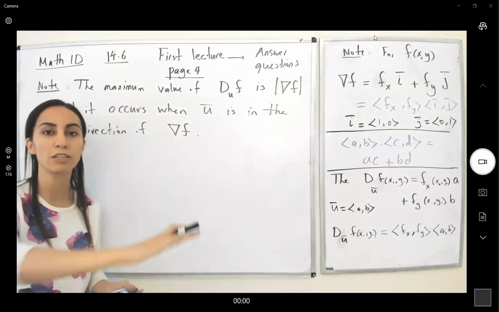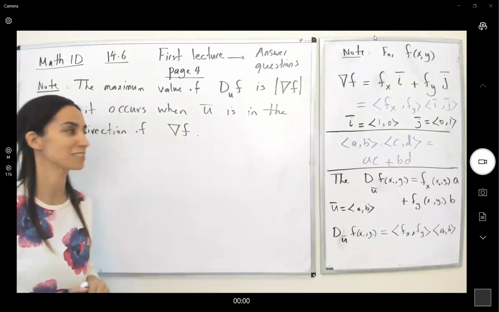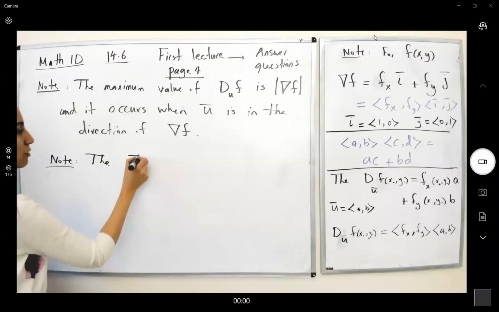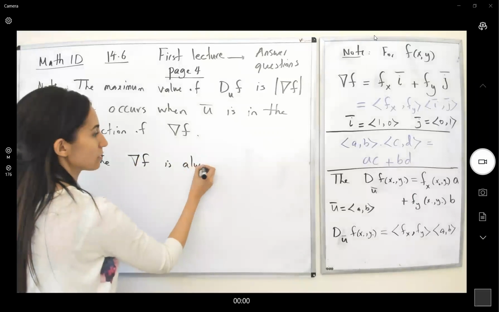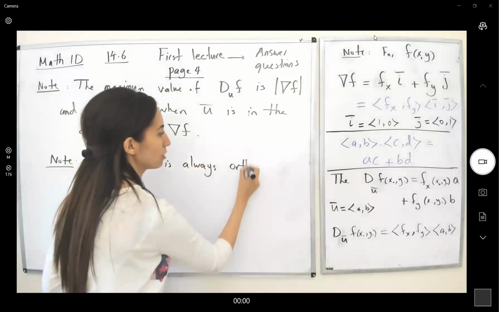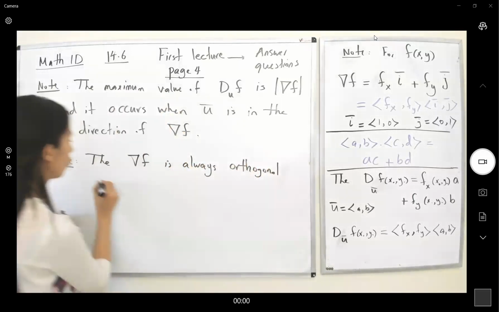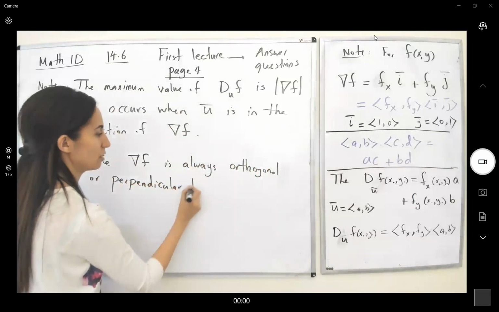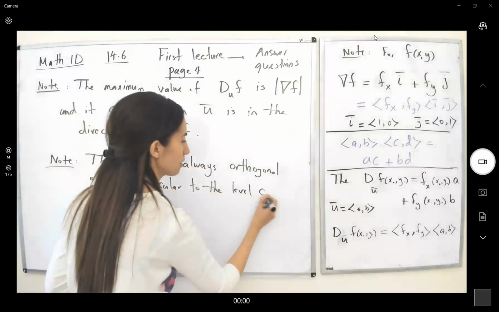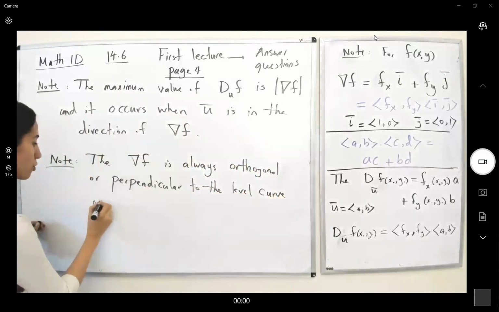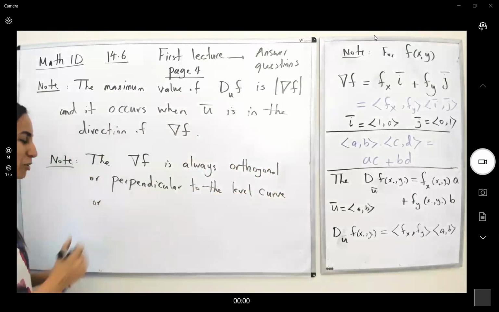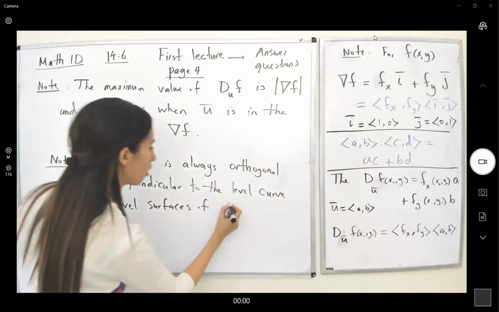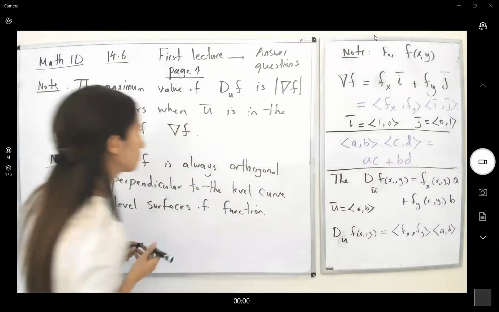Note, the gradient of f is always orthogonal or perpendicular to the level curve, or if you're working with functions in three variables, the level surfaces of the function.